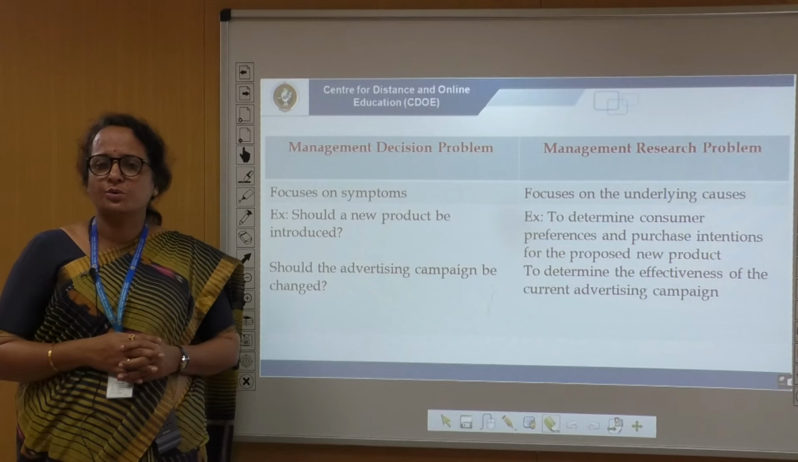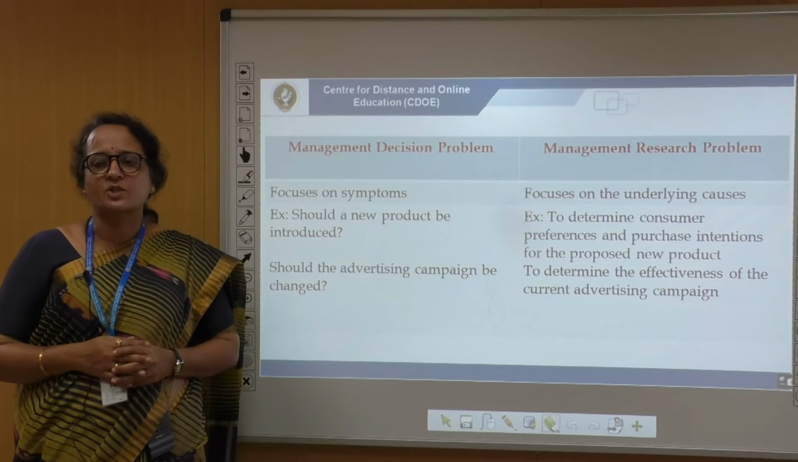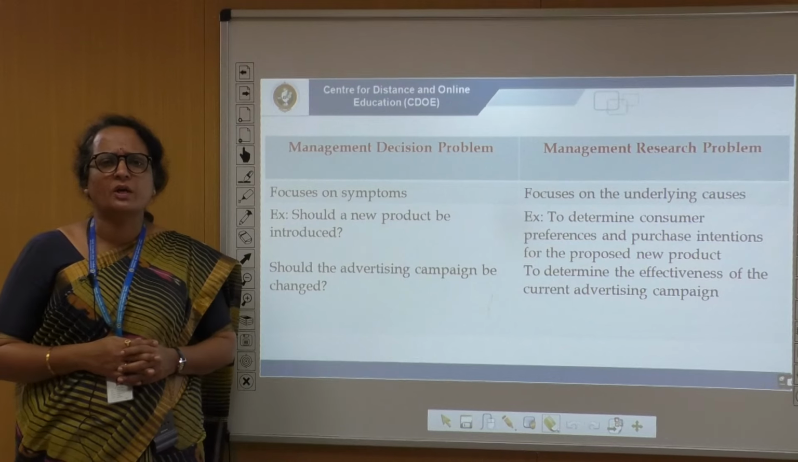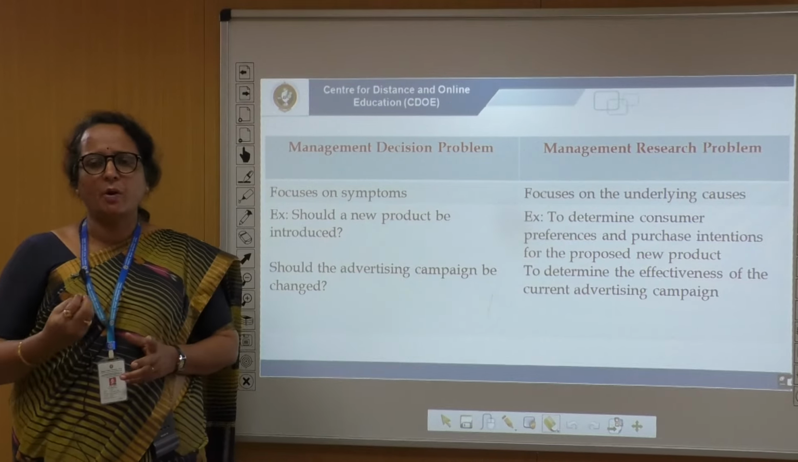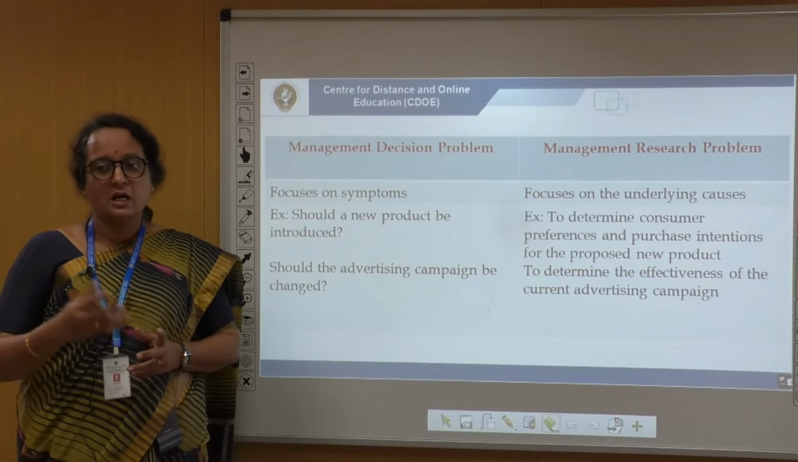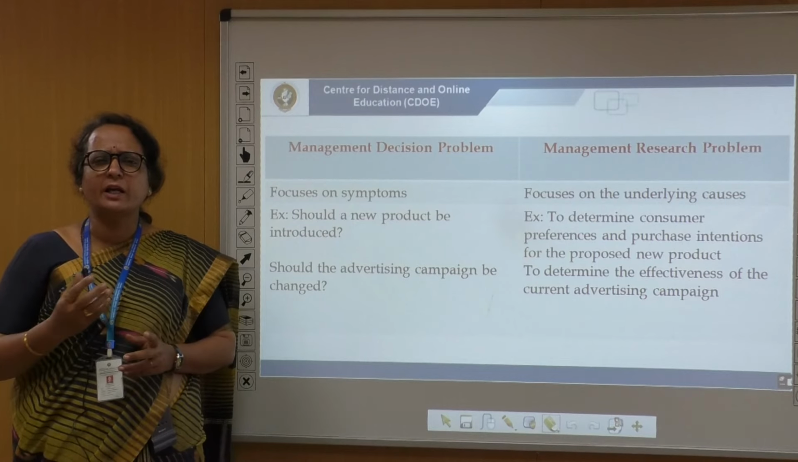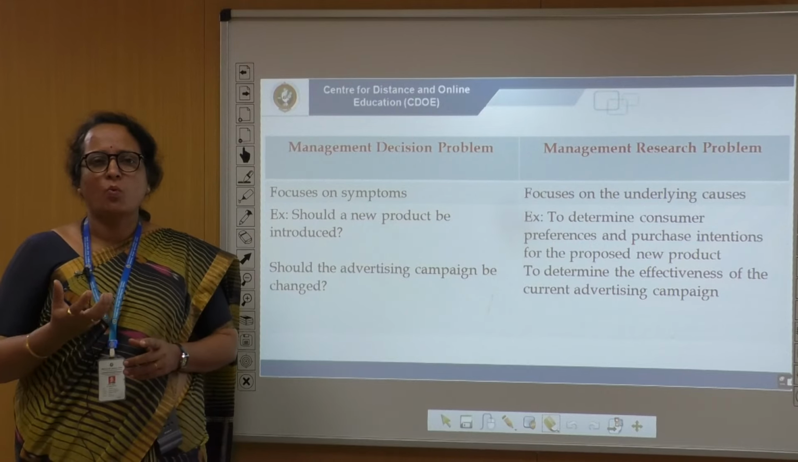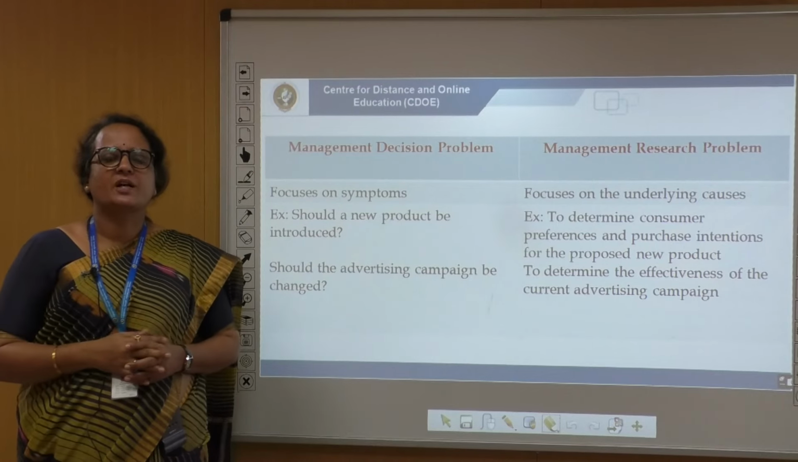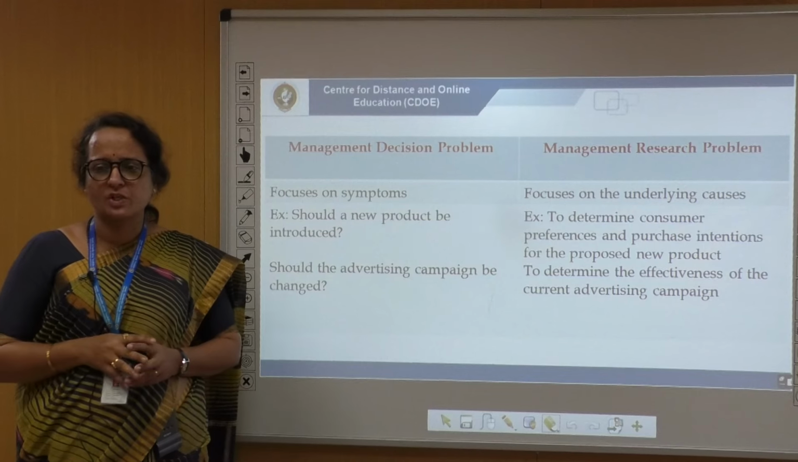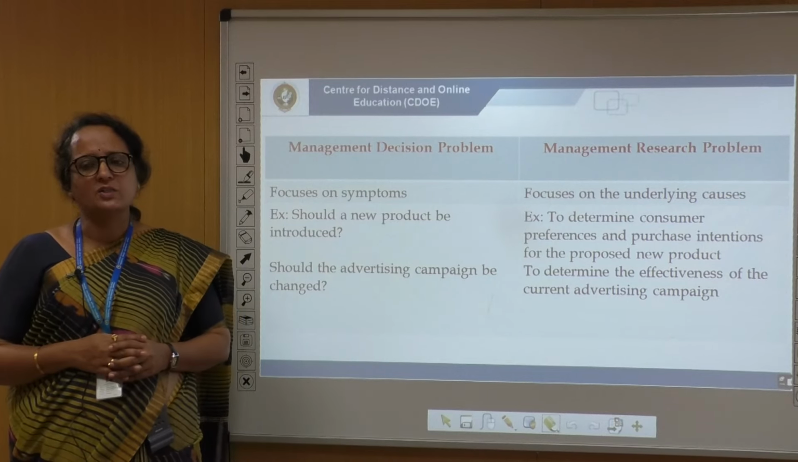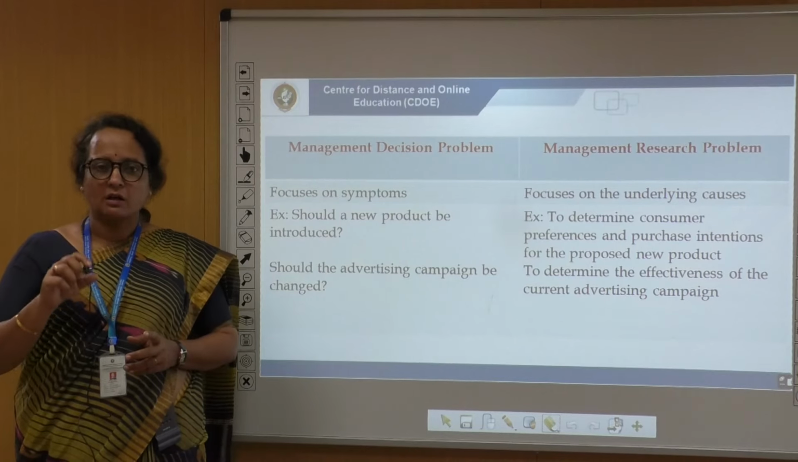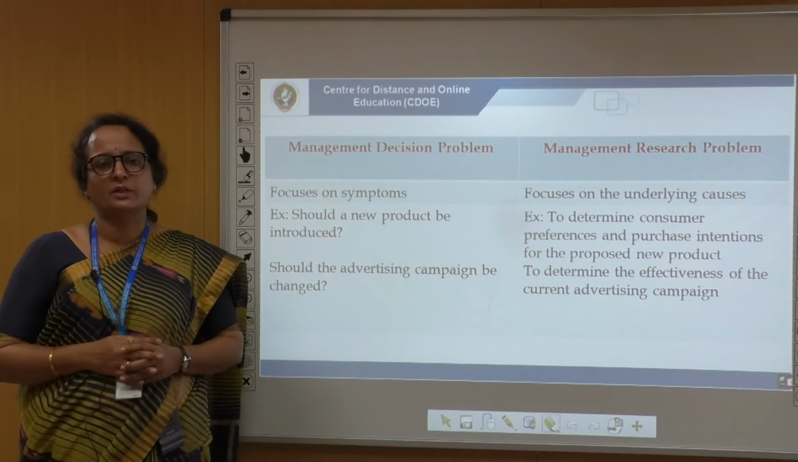So what will the researcher do to solve this problem? They will determine consumer preferences and purchase intention. A thorough study will be carried out to know the preferences of the consumers, whether consumers will prefer that new product or not. A survey will be carried out. Information is gathered about consumer preferences towards that new product, or a purchase intention study may be carried out, whether the customers are willing to buy that new product or not. So the management research problem is to determine consumer preferences and purchase intentions for the proposed new product. Any decision problem will be converted into a research problem and information is extracted, and that information will help the decision maker to solve the decision problem.